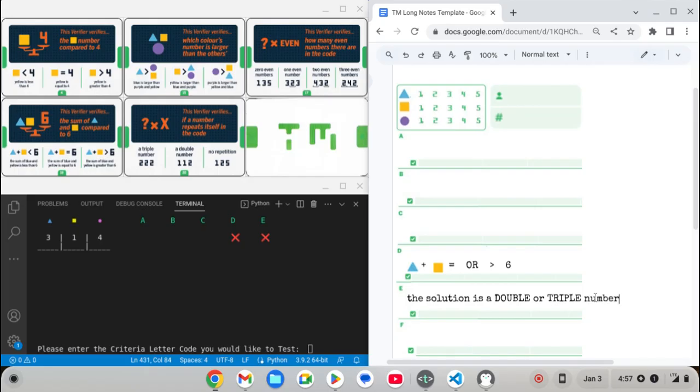Is there a way to deduce that it's just a double versus a triple? Well, yes, in fact, we can say that it can't be a triple number because criteria card B requires there to be a maximum, a largest digit. Obviously if it's a triple number, they're all the same, so you wouldn't have a maximum. So yeah, actually we can go ahead and cross out the triple.